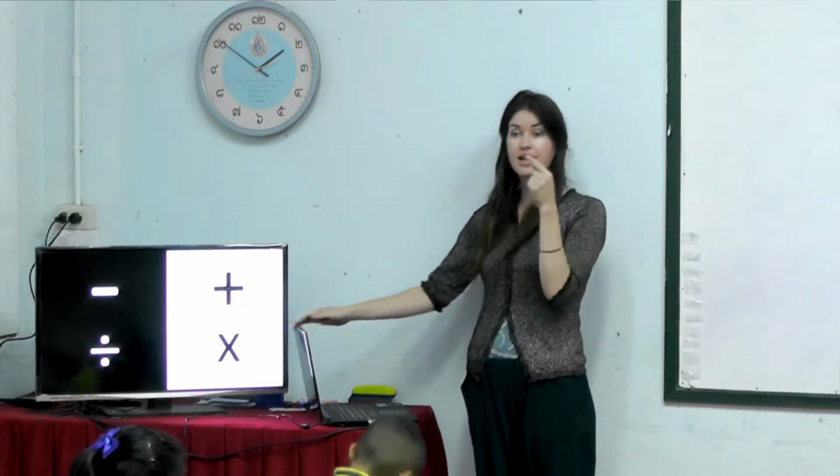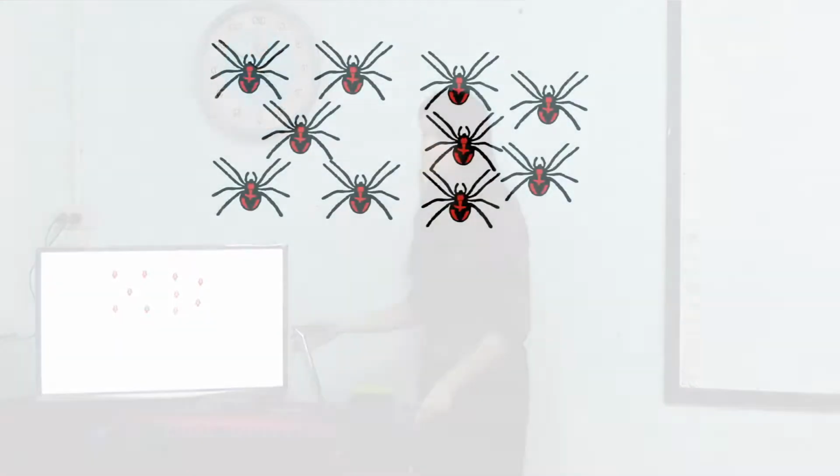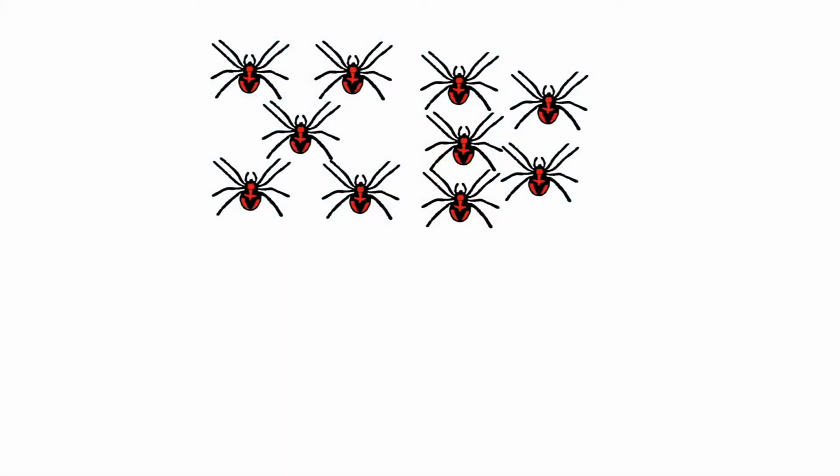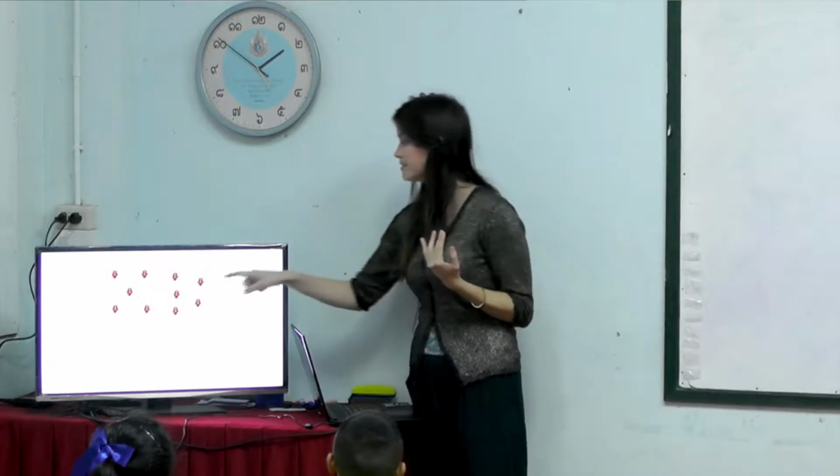So everybody put your eyes up here, and we're going to go through some division problems. We're going to talk about some division problems. So we've got some spiders. How many spiders do we have? Let's count them.